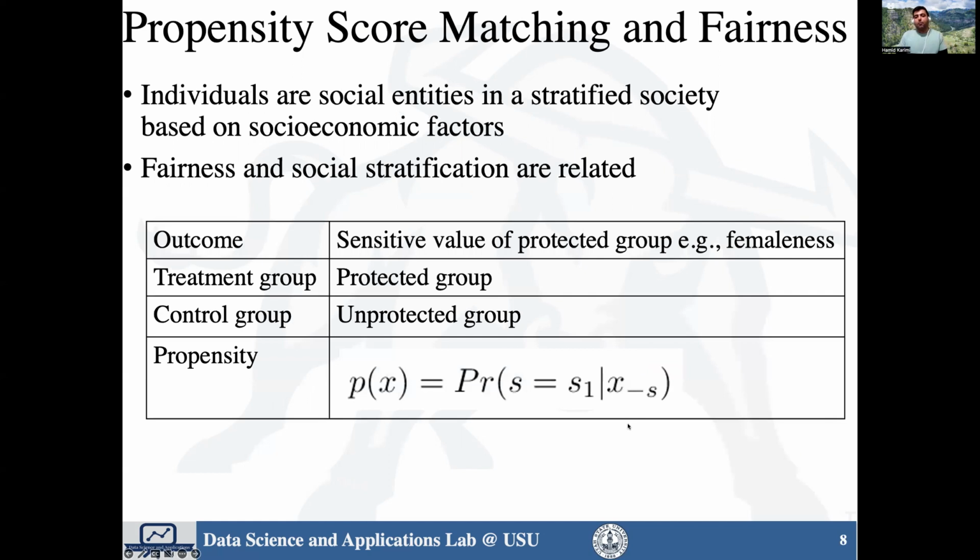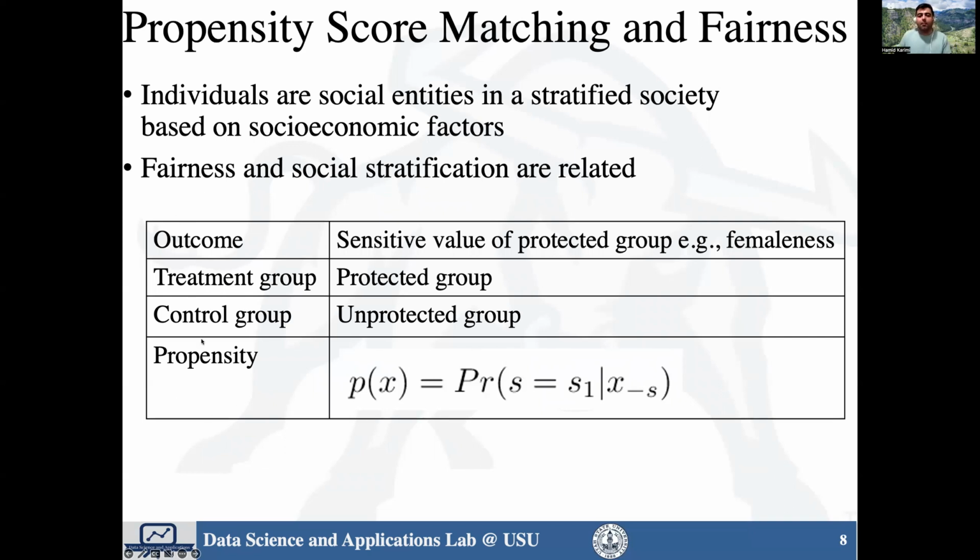So, okay, propensity score matching and fairness. We know individuals are social entities in a stratified society based on socioeconomic factors such as race, gender, and so on. Then we argue that fairness and social stratification are not disjoint and they are related to each other. Then how can we marry these two notions? We use propensity score matching.